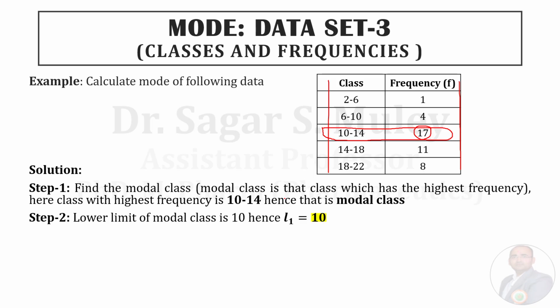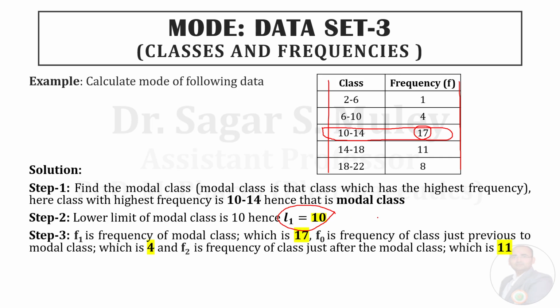The lower limit of this modal class, 10 to 14, is 10. That's why L1 is 10. Now F1 means the frequency of the modal class, the class we have selected. F0 is the frequency of the class just previous to the modal class. F0 means the frequency of the class just before the modal class, which in this case is 6 to 10, and its frequency is 4.